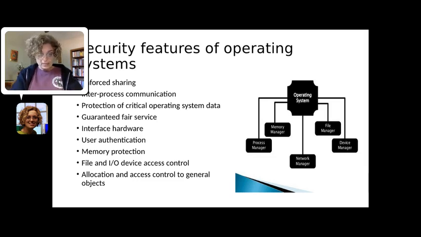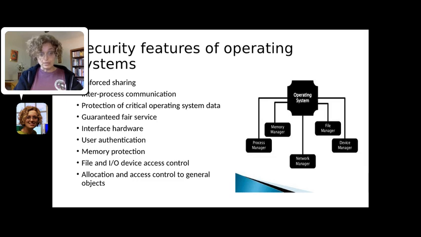User authentication is another security feature of the operating system, and it has to do with making sure that the user who says they are the legitimate user of the system is who they claim to be, and this is usually achieved by passwords, but nowadays also we see more and more biometrics for this type of user authentication.